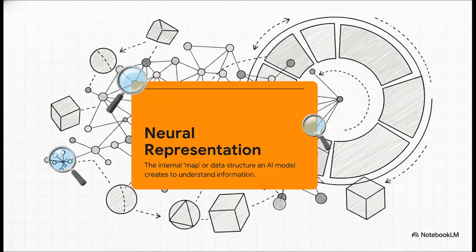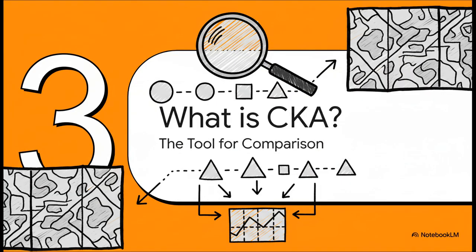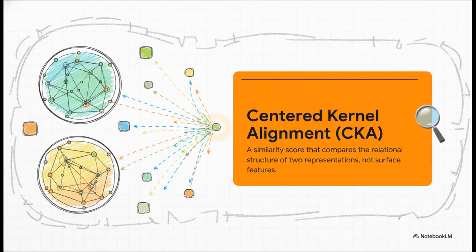And that brings us to the hero of the hour, the tool that actually lets us compare these hidden maps. It's called Centered Kernel Alignment, or for those of us who like to keep it short, CKA. So what is CKA, really? Well, at its core, it's a clever bit of math that does exactly what we were just talking about. It takes two of these neural representations, our two different maps, and it spits out a score based on their deep, underlying structure. It ignores all the surface-level noise and just asks, are the fundamental relationships the same?